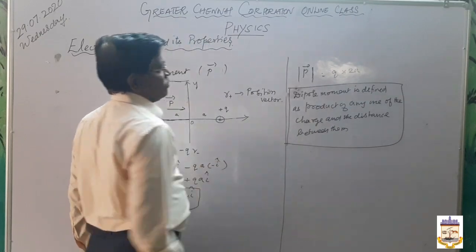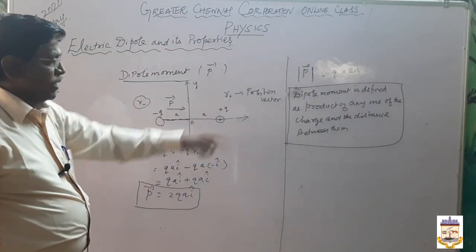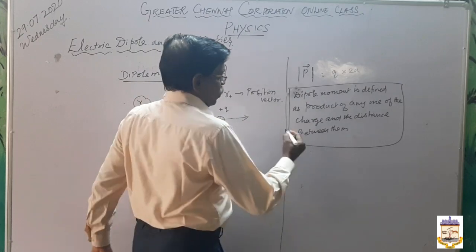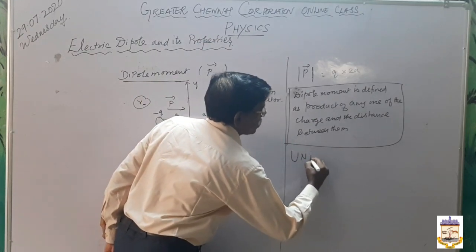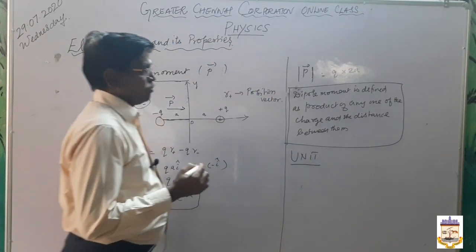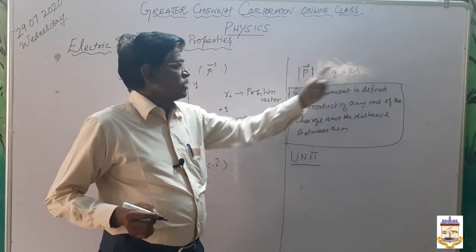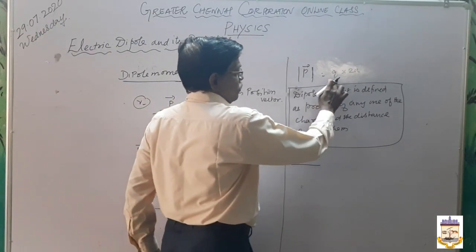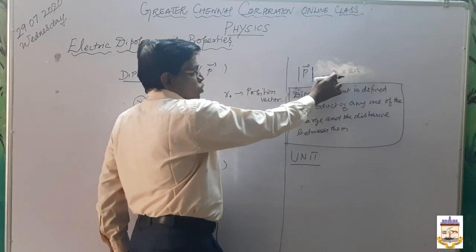This is the symbol of dipole moment, p vector. Okay. So what is the unit? What is the unit of dipole moment? See, on saying the formula, you can say the unit. The formula for dipole moment is q into 2a.